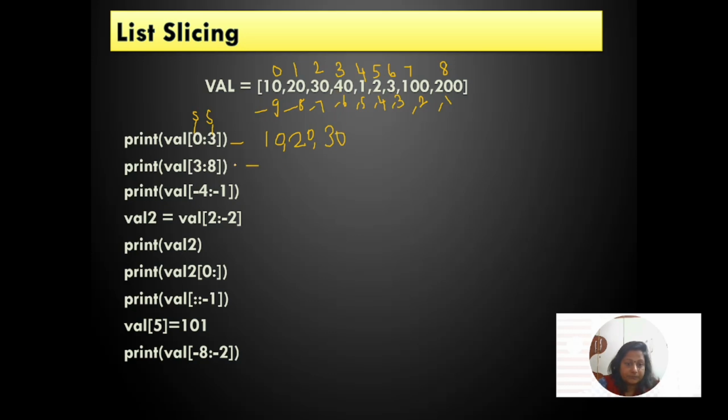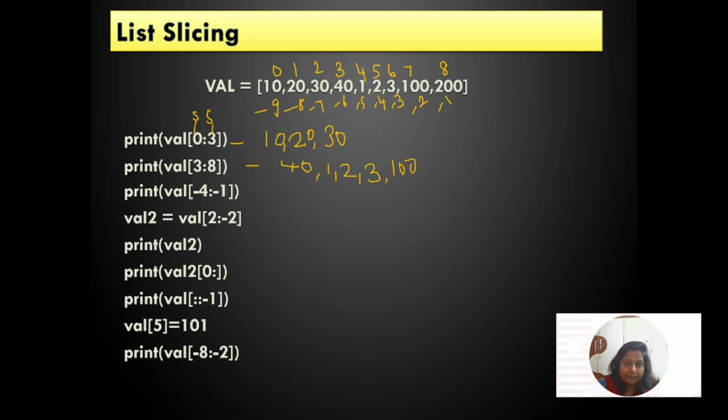What is the next one? Val of 3 to 8. What is the 3 here? 40. From 40 till 7, because 8 won't be considered. Minus 1 is 7, so it is going to consider till 7. So what is the starting value here? 40. Then 1, 2, 3 and 100. This is the answer for this question.